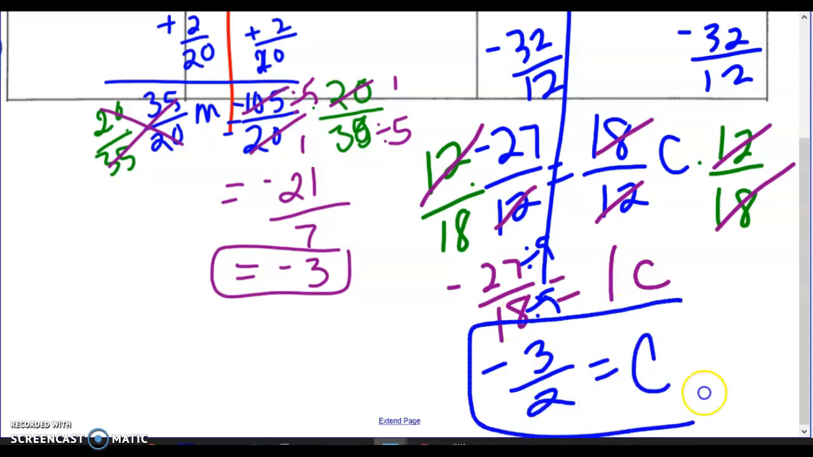Please do not change that to negative 1.5. Just leave it. We give you permission. Leave it at negative 3 halves from now on. So that's the warm-up. I'm going to make another video for the notes because that's fun stuff.